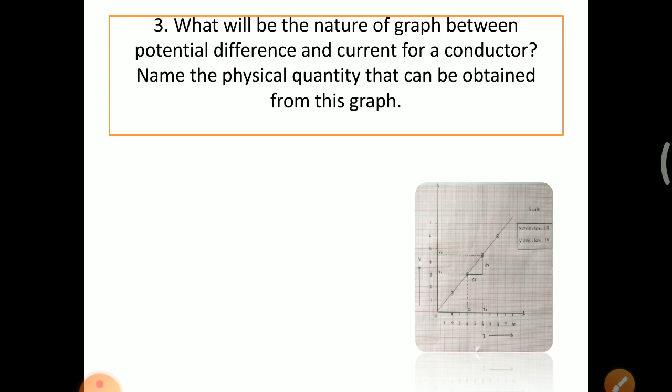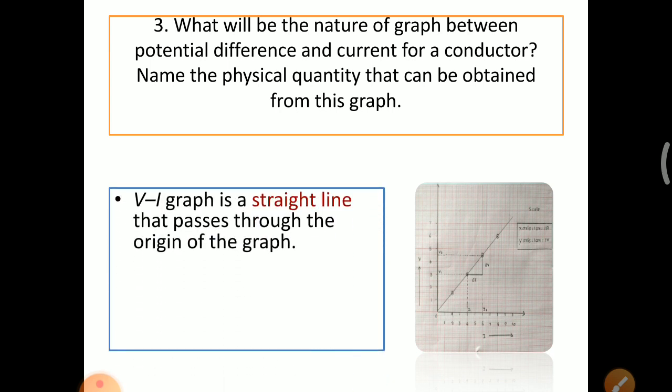The next question: what will be the nature of a graph between potential difference and current for a conductor? In the last class I discussed the graph between potential difference and current I. We get a straight line. So the nature of the graph is a straight line. Name the physical quantity that can be obtained from this graph. So which physical quantity can be obtained from this graph? When I divide V by I, I get the resistance R. So from this graph, I get the physical quantity resistance.